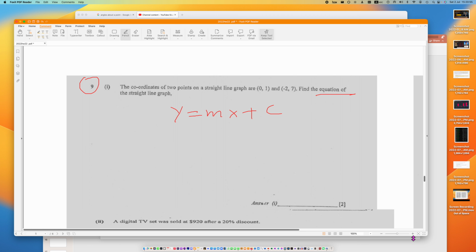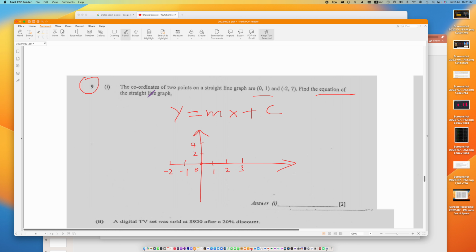So what's the m? -3. Okay, then how do you find c? Because you need to find c. What's so special about the y-intercept? Okay, let's say if I try to sketch these 2 points out. 0 and 1, where's 0 and 1? Here, right? So let me just do a quick sketch.